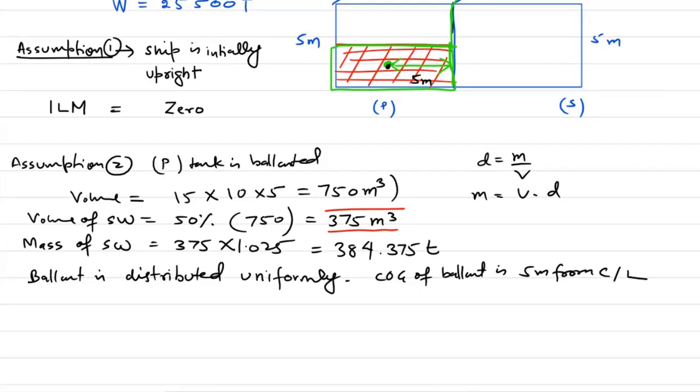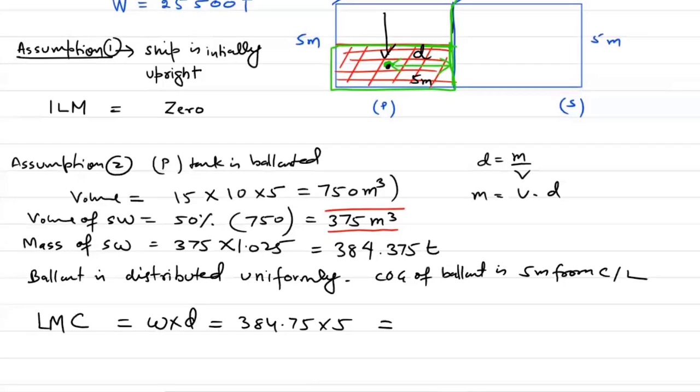So what is the list moment? I told you the definition of list moment, W into D. This is D. So list moment created, LMC, is W into D. How much list moment is created? 384.375 multiplied by 5, which is 1921.875.